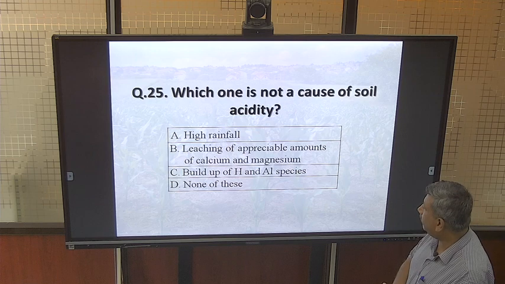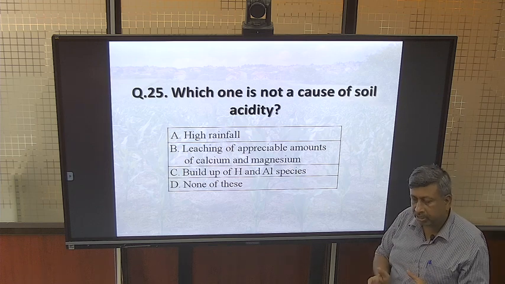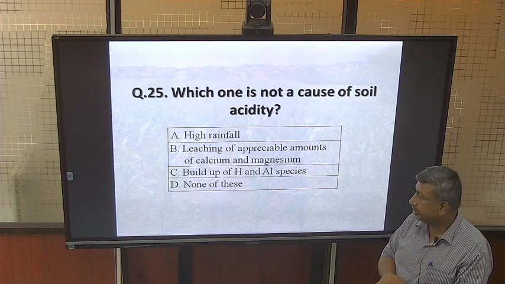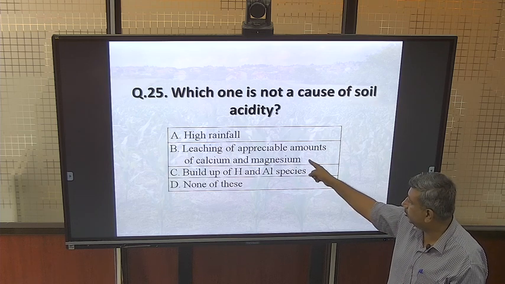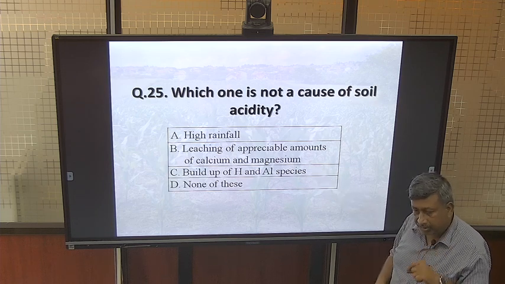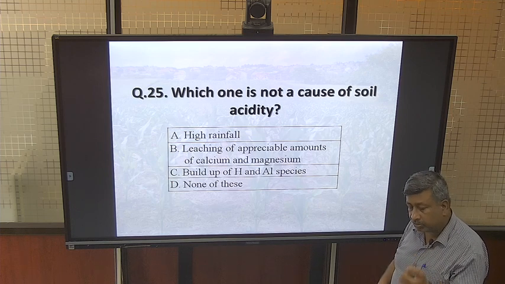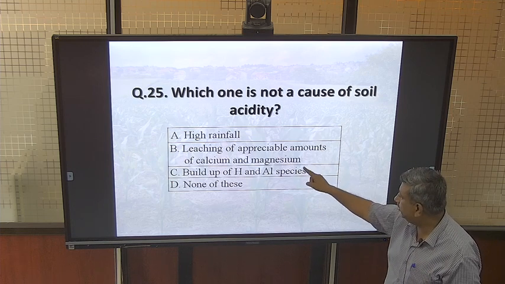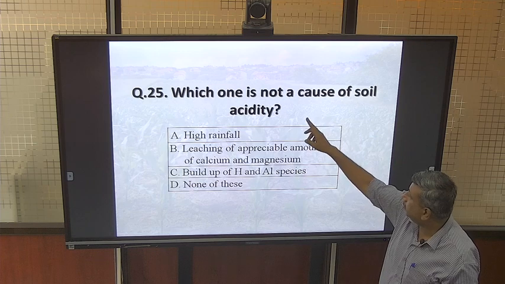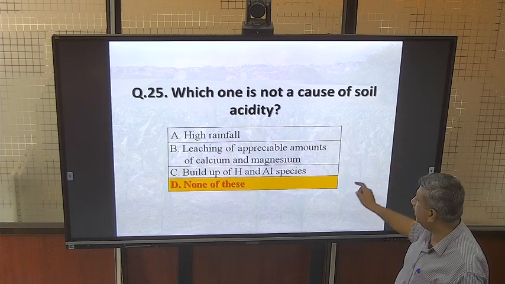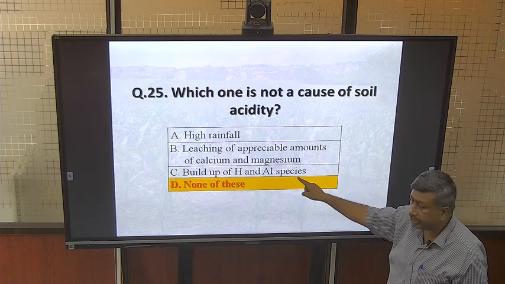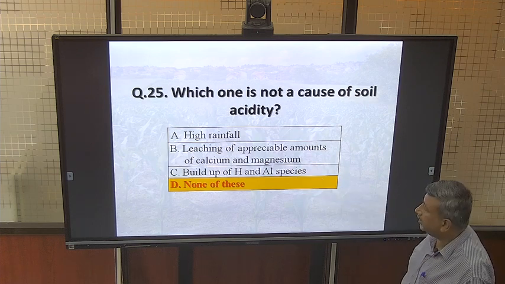Then buildup of hydrogen and aluminum species. Hydrogen and aluminum contribute to acidity. So, high rainfall is also responsible for acidity because of leaching of these nutrients, and hydrogen itself creates acidity, aluminum also creates acidity. So, all these contribute to acidity, and the question is asked about one that is not a cause of soil acidity. So, the answer is none of these, because all these three contribute to soil acidity.